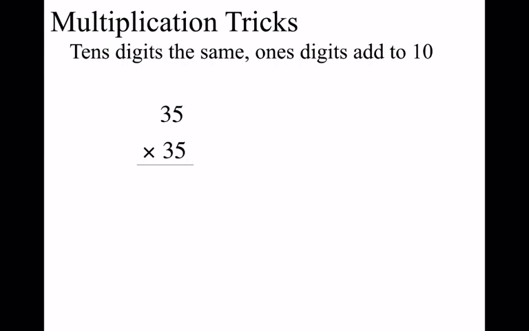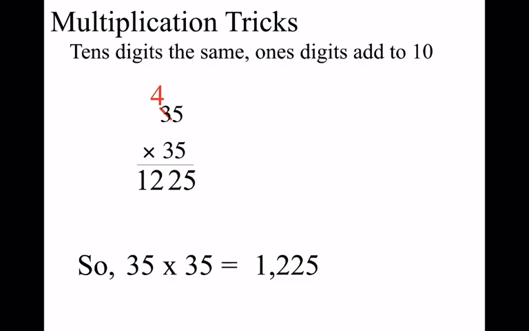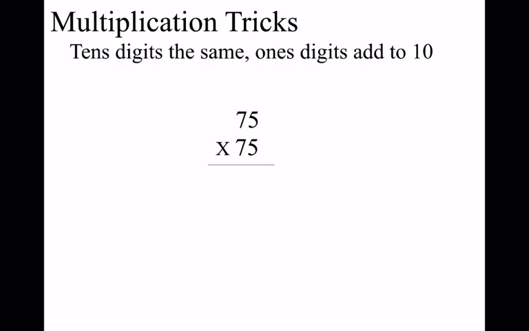And so for this trick, we will multiply the 5 times 5, which is 25, and then I'm going to take one of the two tens digits, it doesn't matter which one, I usually take the top one and bump it up 1, and then multiply those two numbers together. Well, 4 times 3 is 12, so that means that 35 times 35 is 1,225. All right, try this one.